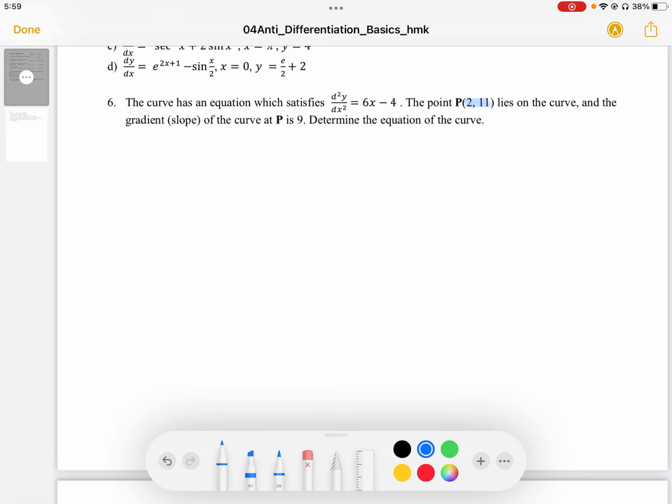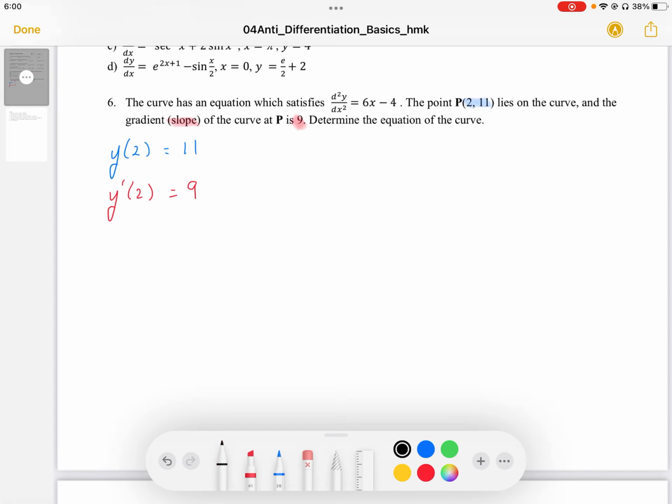So that tells us that the y value when x is equal to 2 is equal to 11. We've also been given some information about the slope at P, and we know the slope at P is 9. What that means is that the derivative at x equals 2, the slope, is equal to 9. So we have that ordered pair. We need to use that to solve for some of the constants that we're going to generate when we solve for y.